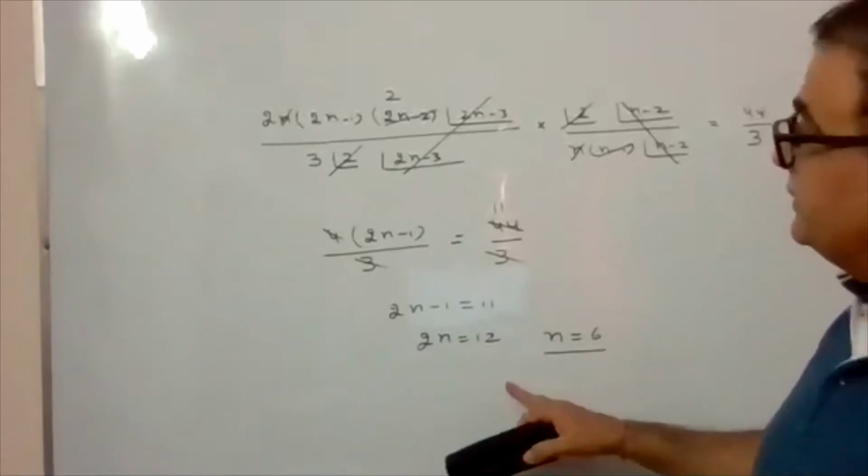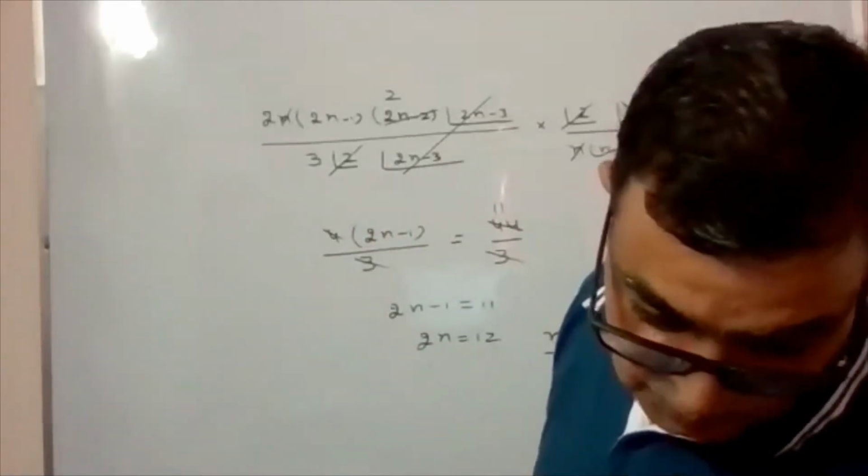Here, so n is coming 6 in this case. Next question, please.